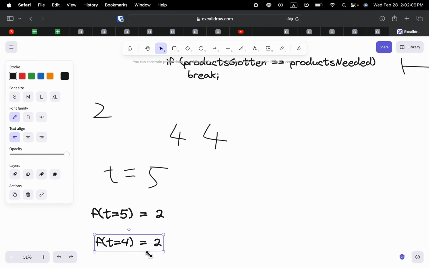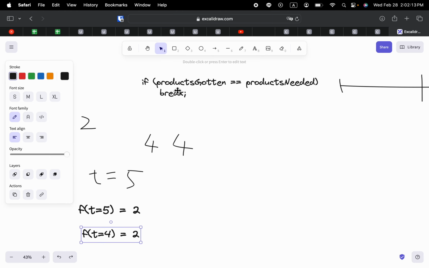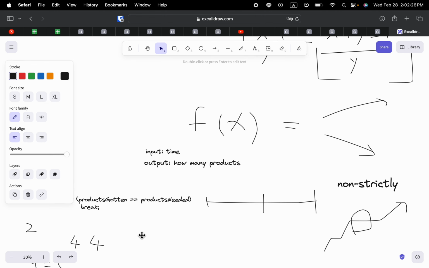So that's why even when the number of products you get is equal to the products you need, it may still not be the correct time, because you want the smallest amount of time that you can get to. Okay? Cool.